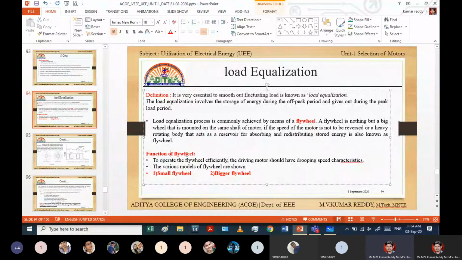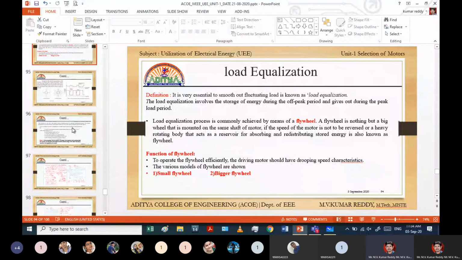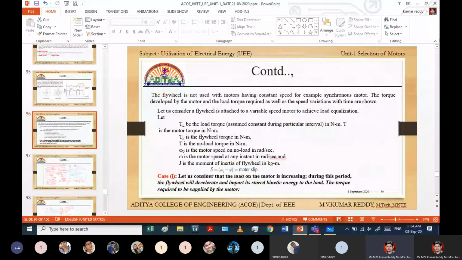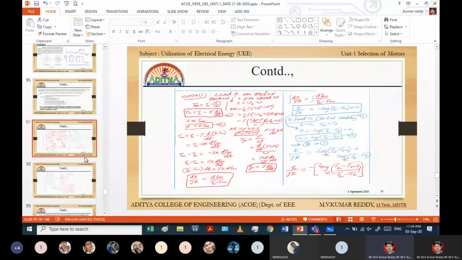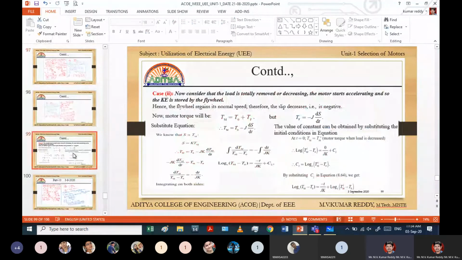This flywheel has two conditions: condition 1 and condition 2. Condition 1 is when the motor load is increasing, and its derivation is completed. Condition 2 is when the motor has a decreased load.